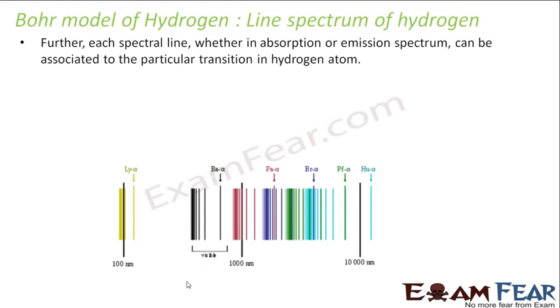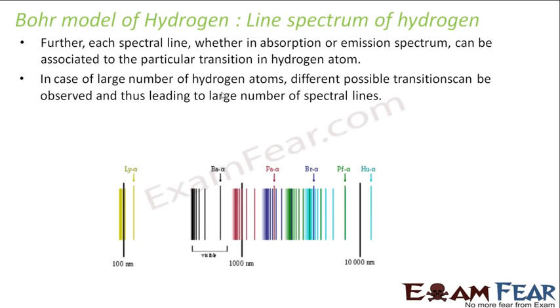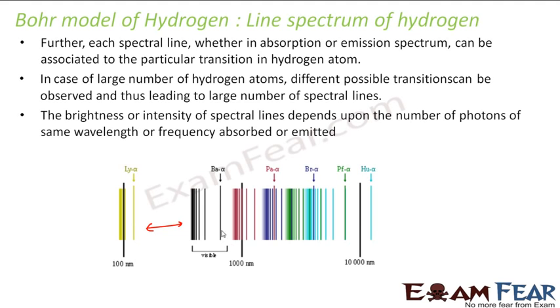So if you see each of these spectral lines, I told you the energy is quantized. Each of these spectral lines is because of a movement of an electron from one orbit to another. Each spectral line signifies one movement. And if you have a large number of hydrogen atoms, then different possible transitions can be observed, and that's why you'll see a lot of lines, but you'll have fixed lines only, because other lines are not possible as far as hydrogen is concerned.